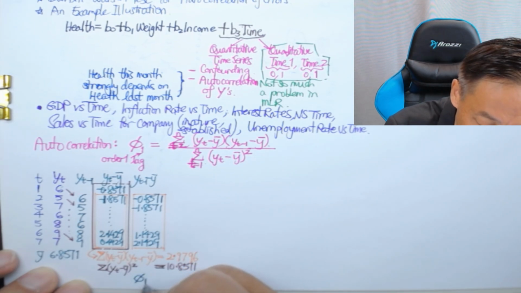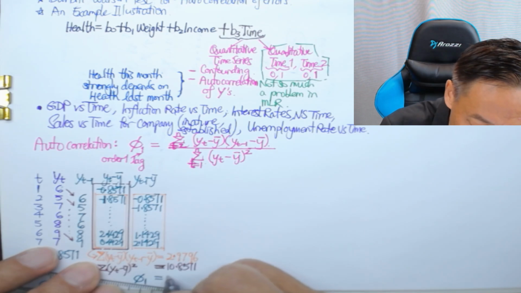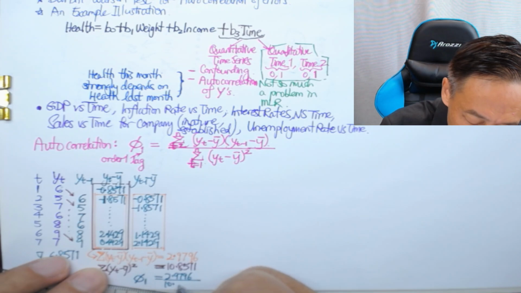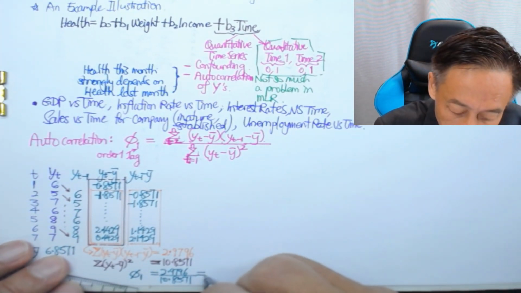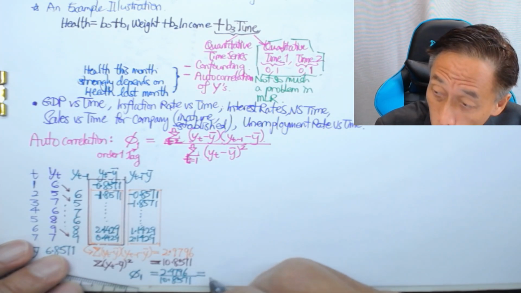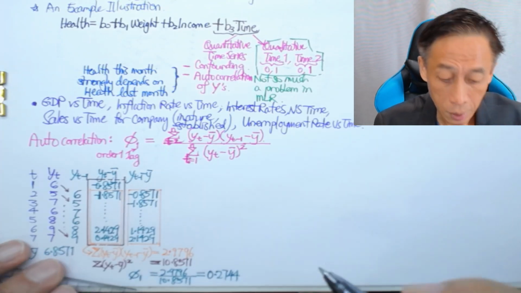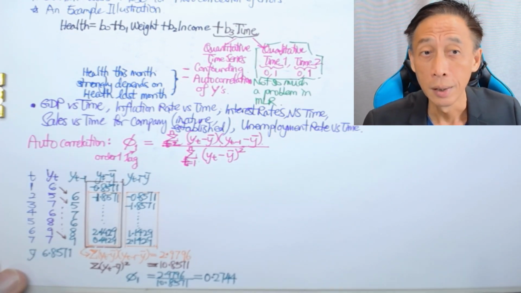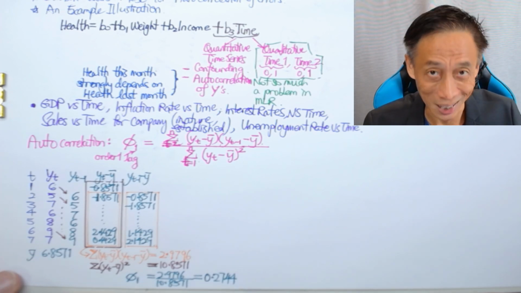Phi of order 1 is 2.9796 over 10.8571, and the ratio would give us 0.2744. Okay, so there is some slight positive autocorrelation going on, and whether it's serious or not depends on our own assessment.